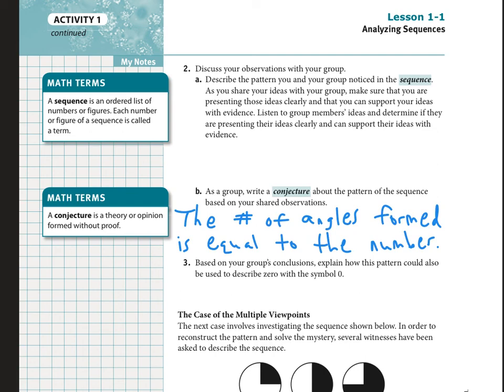Based on our conjecture, can we explain how this pattern could also be described with the symbol 0, right? And the symbol 0 in a circle, right? There's really no sharp edges or segments to form an angle. It's round. There is no angle. So that conjecture that we made seems to fit, right? The number of angles formed is 0 when the number is 0.